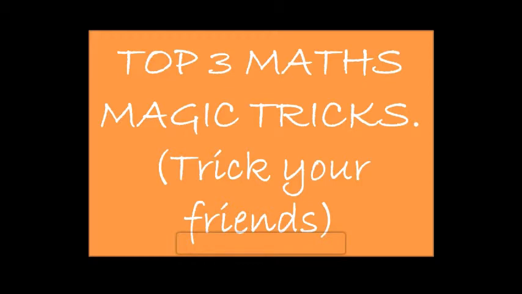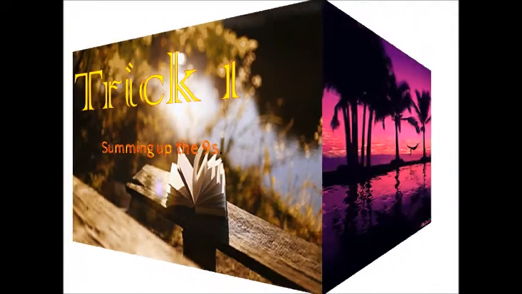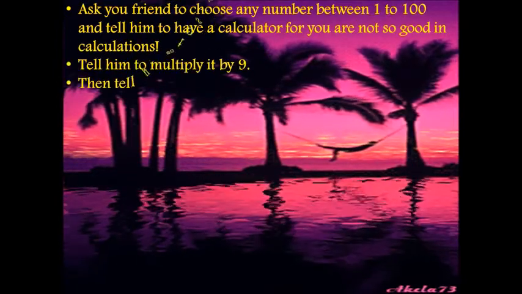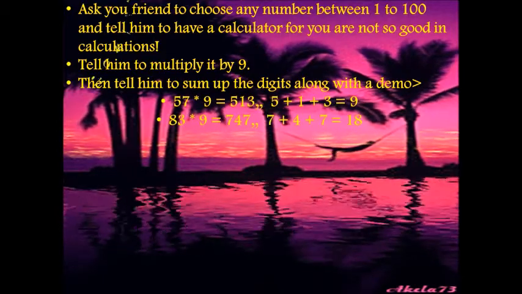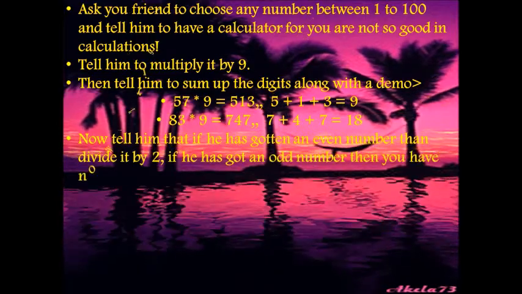So let's get started. Trick number 1, and I call it summing up the nines. In this trick, first of all, ask your friend to choose any number between 1 to 100 and tell him to have a calculator, for you are not so good in calculations. Tell him to multiply it by 9 and then tell him to sum up the digits along with the demo.